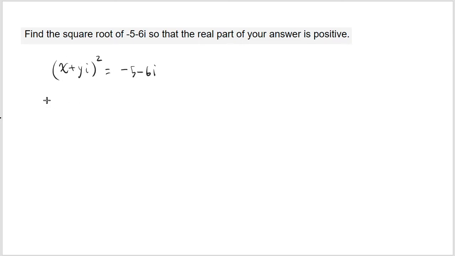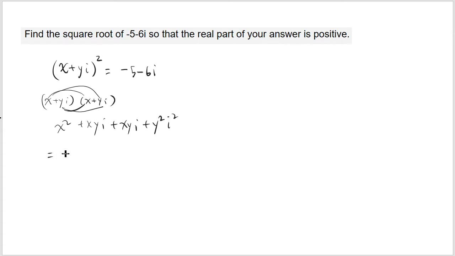Well, if you FOIL this out, what do you get? You get x times x, x squared, x times yi, xyi, y times x, so again xyi, times yi, that's y squared i squared, but i squared is -1, so you get x squared minus y squared, and then these two are like terms, so they add up to give you 2xyi.